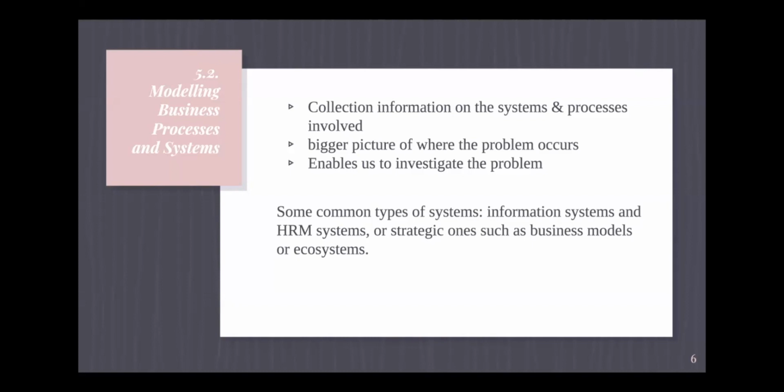The organization as a whole can be considered a system, and the most common way to map it is the chart of organizational structure. Some other common types of systems include operational ones such as information systems and HRM systems, or strategic ones such as business models or ecosystems.